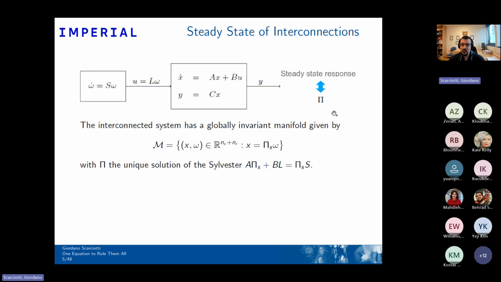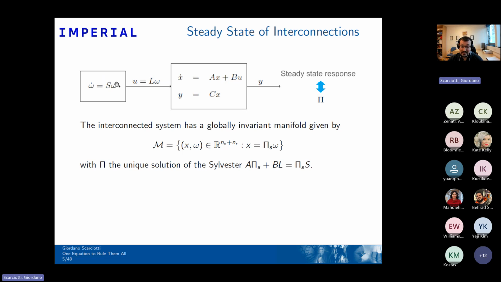Now, to understand why this equation is so fundamental, let me explain how this equation arises, a possible interpretation, and in particular, a dynamic interpretation of this equation. Let's consider the case in which we have a linear system, and we drive this linear system by means of an exogenous system, which we call a signal generator.